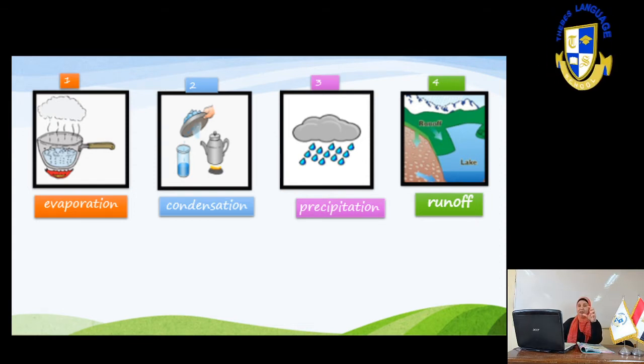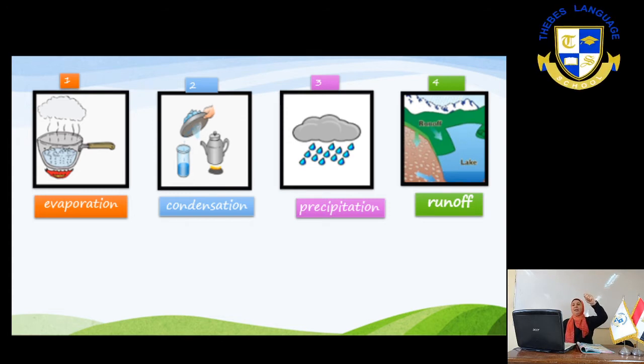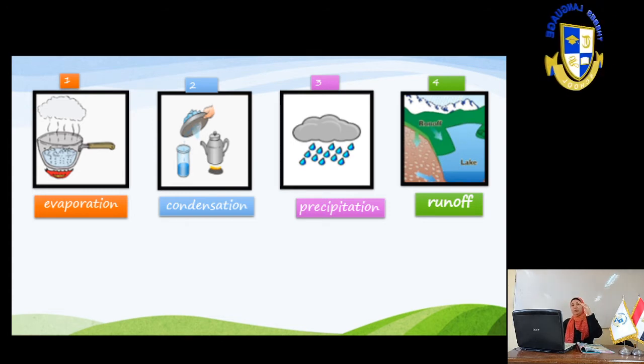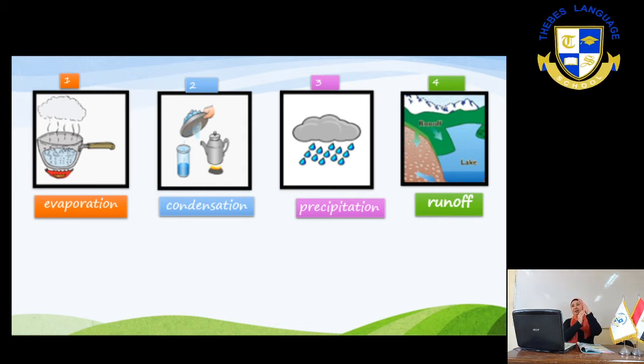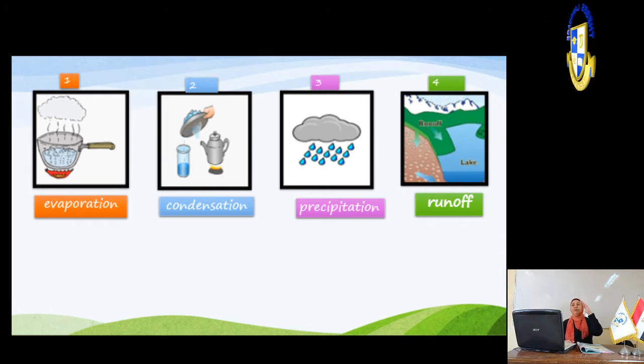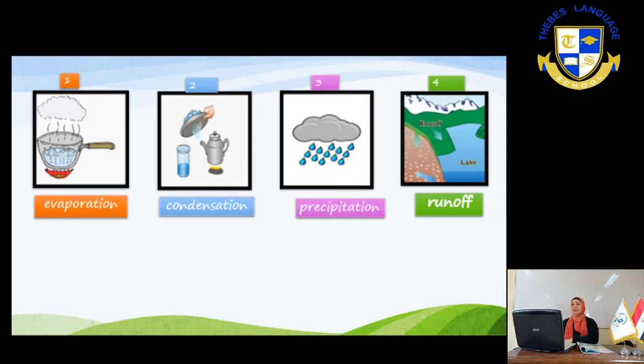To make it clear for you, when the water boils like this and you take the lid and put it over the water vapor, after a while you will find droplets of water on the lid. This is condensation, because the hot water vapor goes to a cold surface, so it makes droplets of water.